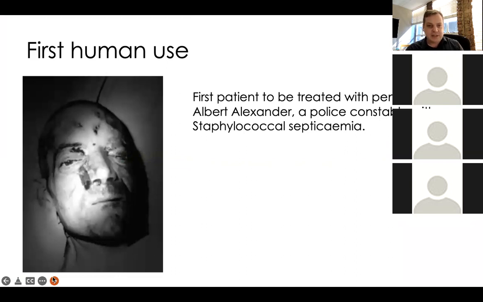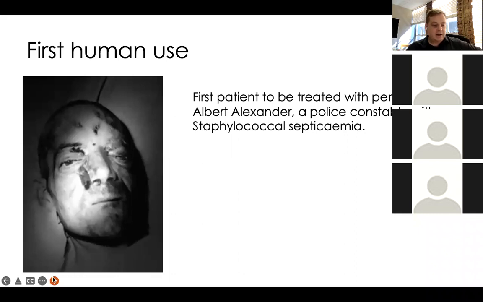This gentleman was a police officer, and he had the misfortune of getting a bad scratch to the face when he was gardening with his roses. And what happened is, over the weeks following that scratch, he got really bad staph and strep infection of the skin and soft tissue around the face. And it was really bad. I mean, you can see they actually had to take out his left eye because it was so badly infected. And despite their best efforts at local therapies, this really wasn't working.